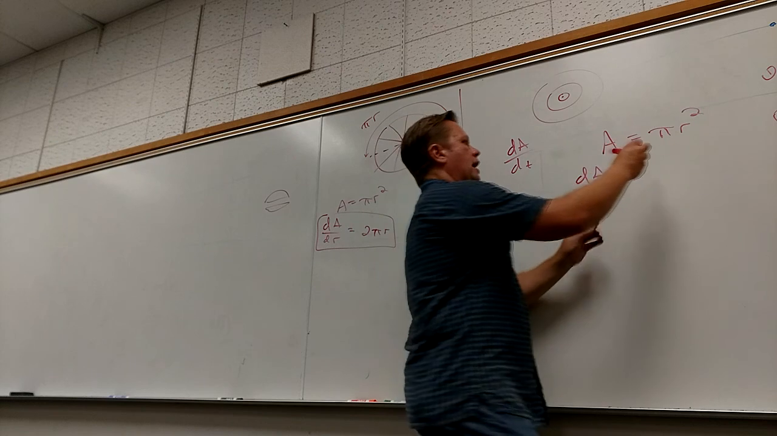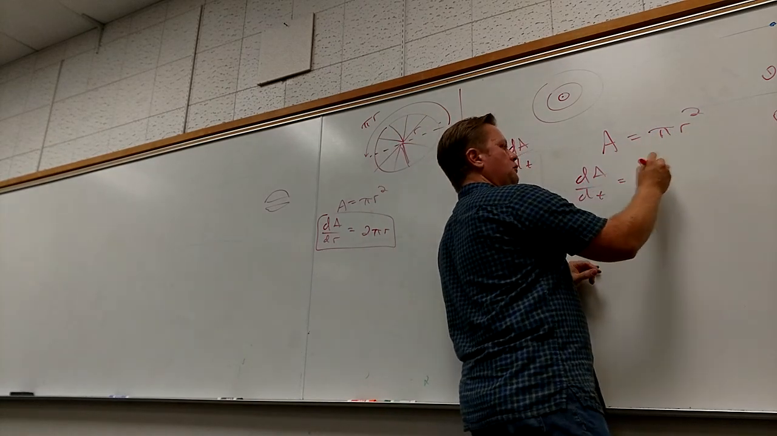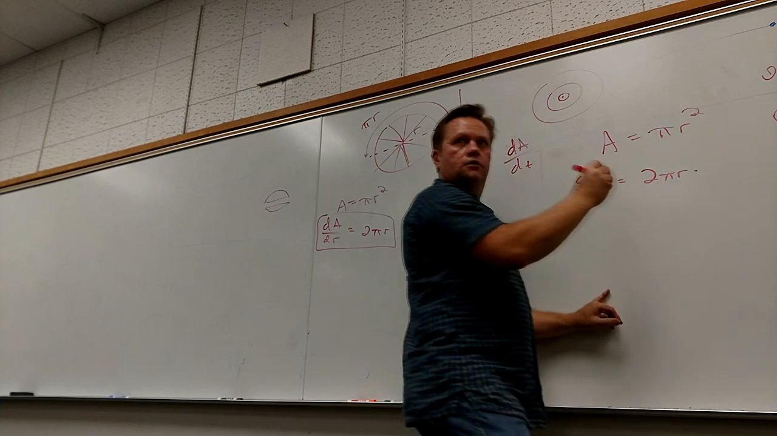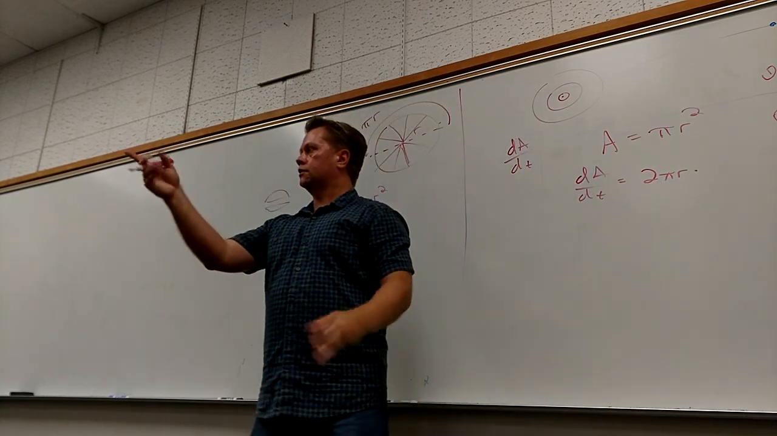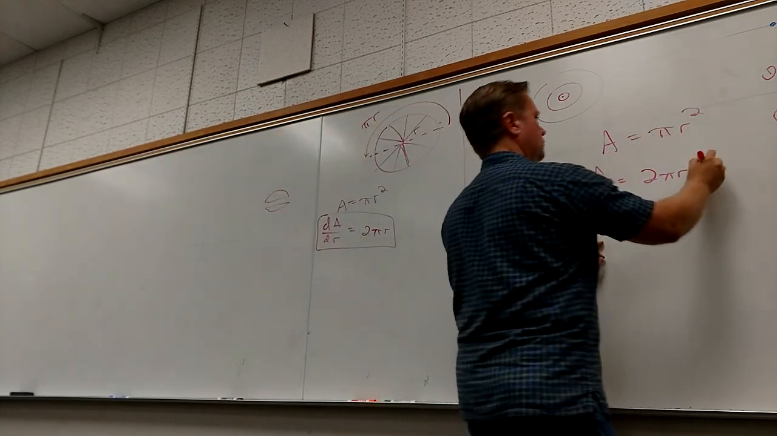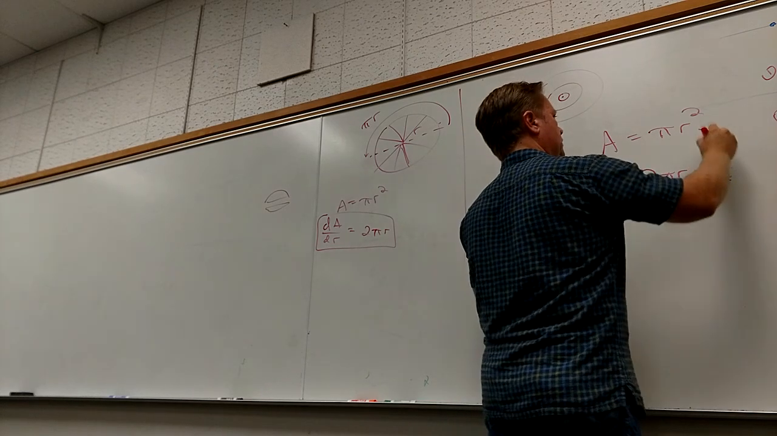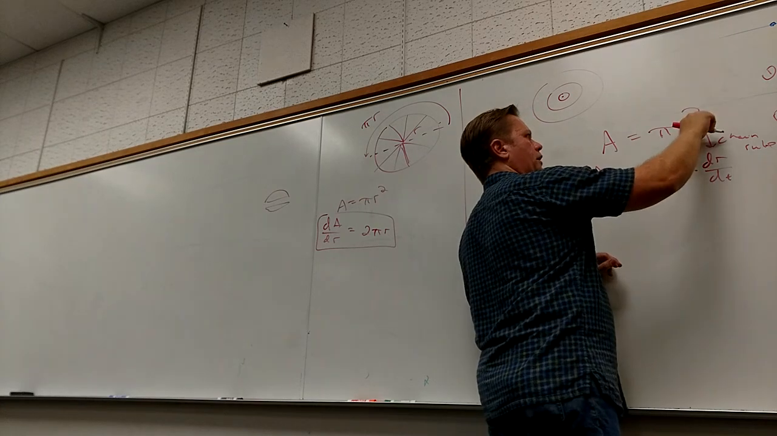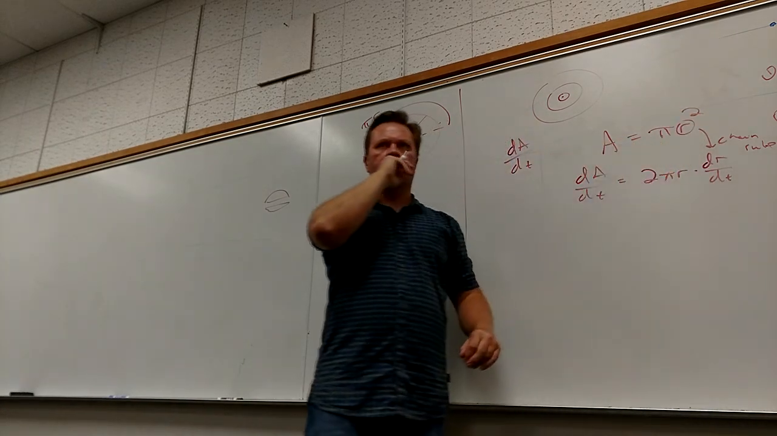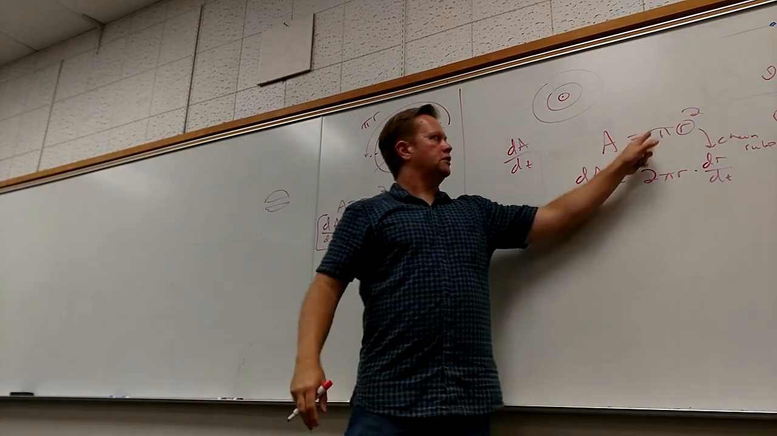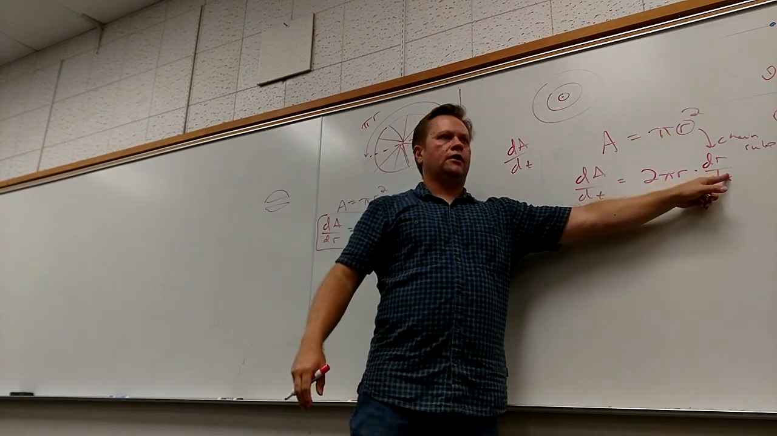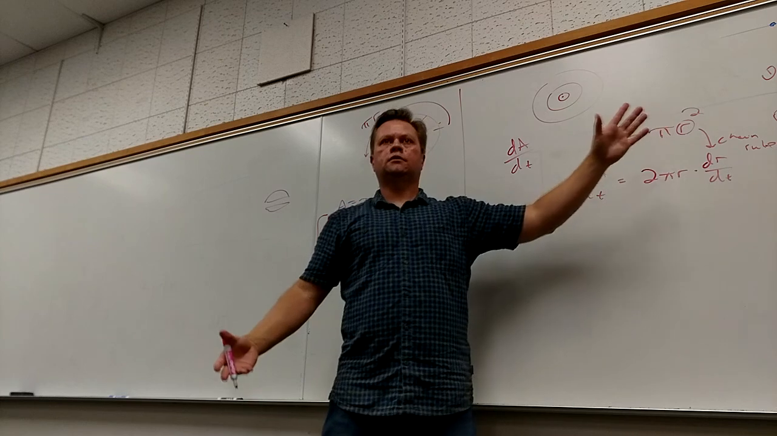So if I do this side, what's the derivative with respect to time? It would be 2 pi r times dr dt. That is the chain rule piece. Because what's inside of the square? A function of time. So when you take a derivative with respect to time, you better multiply by the derivative of the inside.